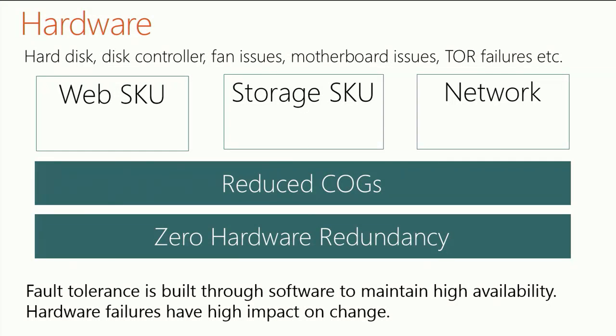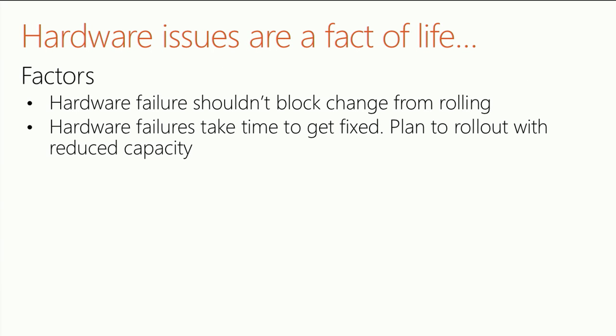And hardware failures do have a big impact on change. And the fact is we do not want these failures to block change from rolling out. And number two, all of these issues once identified take a lot of time to get fixed, because it may have to go to the hardware vendor and it might take back and forth until the issue is fully resolved. We do not want to hold these changes from happening until those machines are actually back.